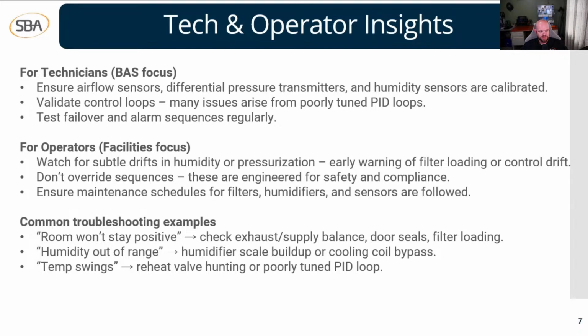Then down here at the bottom, we've got some common troubleshooting examples for these rooms. The first troubleshooting example here would be the room won't stay at a positive pressure. For me, the first couple things I would check is the exhaust supply balance. So check the CFM we're getting out of the supply and pulling back from the exhaust. Make sure that those are within the bounds of what they should be.